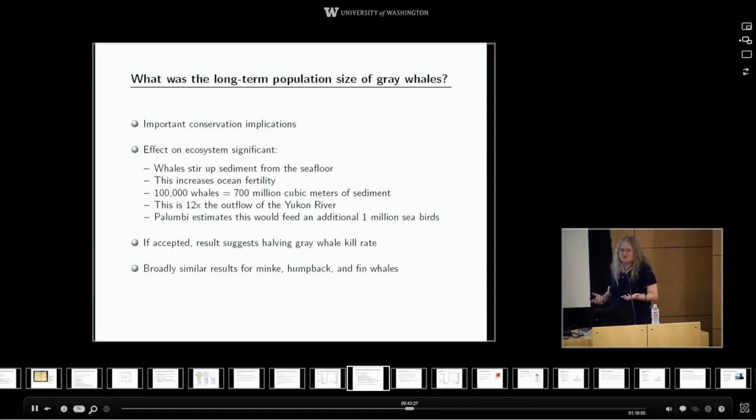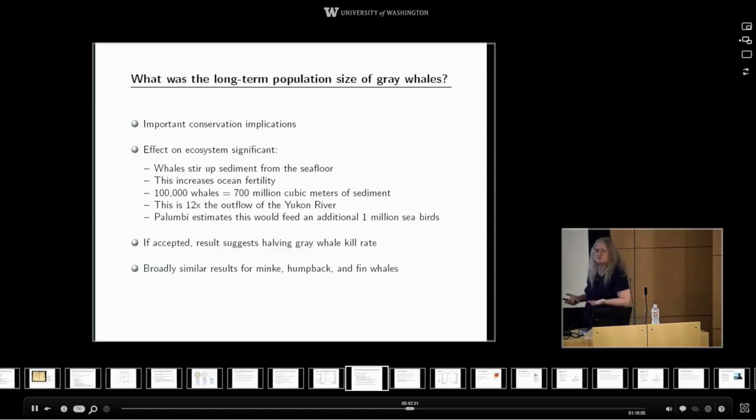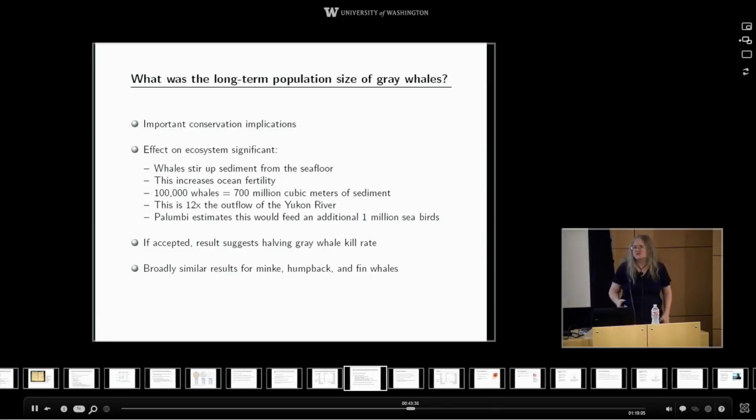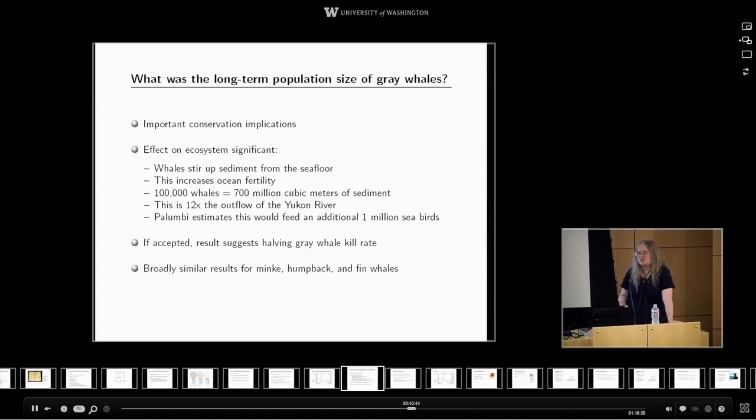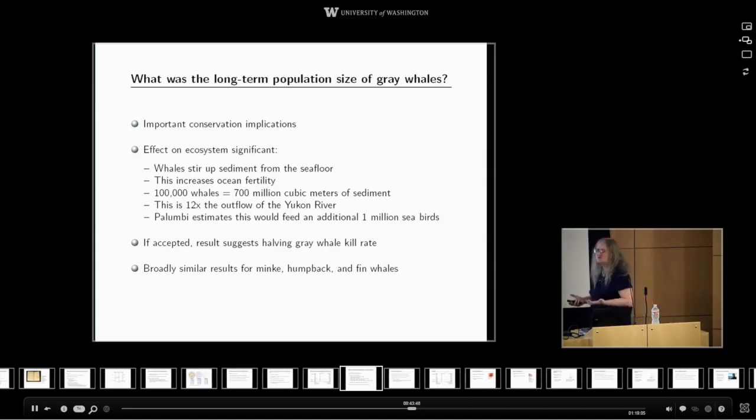Palumbi estimated that that would move 700 million cubic meters of sediment, which is about 12 times as much sediment as the Yukon River puts out. And if any of you are Alaskans, you know there's a huge fertile delta around where the Yukon reaches the sea. Palumbi estimates that just to start with, you'd have about 1 million more seabirds in that part of the world than you do now because of the increase in ocean fertility driven by these animals.